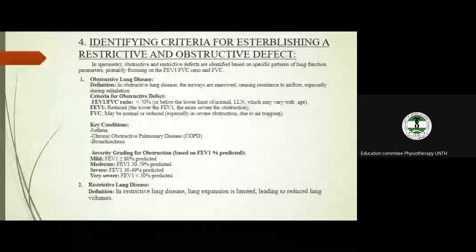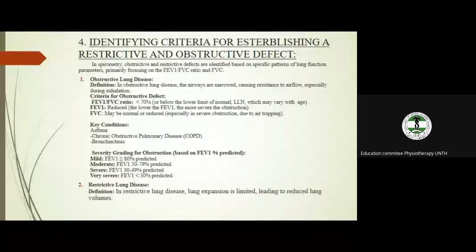Then one, obstructive lung disease. We define it as an obstruction in the lung, the airways, when the airways are narrowed, causing resistance to airflow, especially during exhalation. When there's an obstruction, patients can take in air, but to bring out air will be difficult. Just like in asthma, on spirometry you find out that they cannot bring out the air they take in. There will be residual air in the lungs.